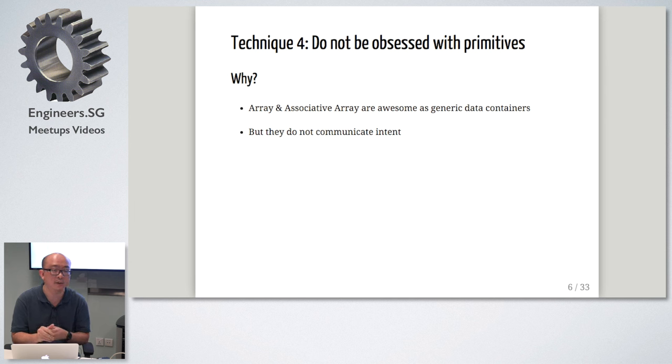You can have associative arrays with a name, but then you can't be sure that the name will always be there. You can't be sure that the associative array will always be right. So what happens when we have to make changes in the future? If you change the payload, and you change the name of the key, and you don't have tests that cover you, it makes your API very brittle. So try not to be obsessed with just passing arrays or associative arrays around.